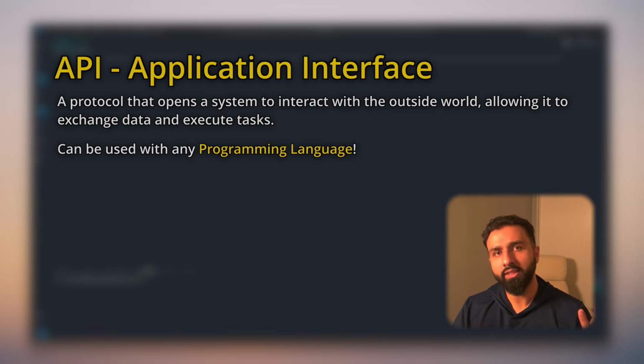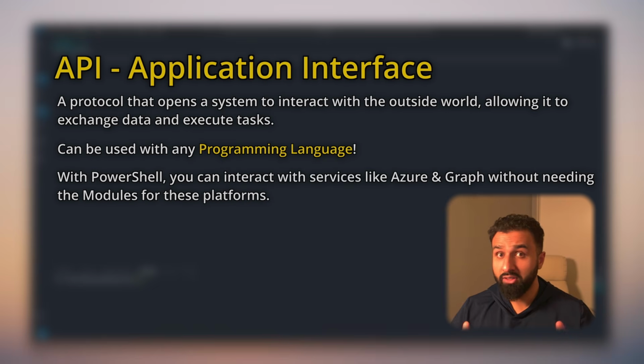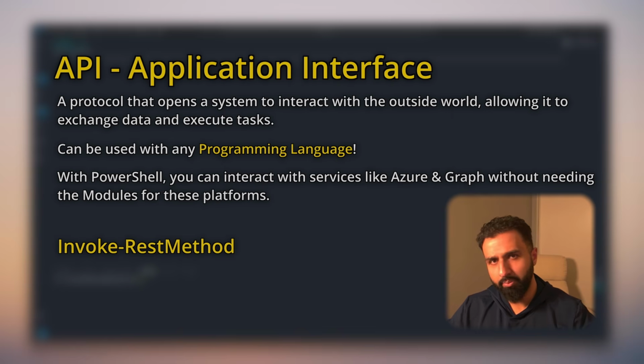Now, within the context of PowerShell, which is our course, so far, if you're logging into Azure or Entra ID using PowerShell, you're using a module. With APIs, you don't have to. We just make API calls using one commandlet and fire away regardless of which version of PowerShell we're using. And this command is called Invoke-RestMethod. Before we even unpack Invoke-RestMethod, let's talk about all the parts that make an API.